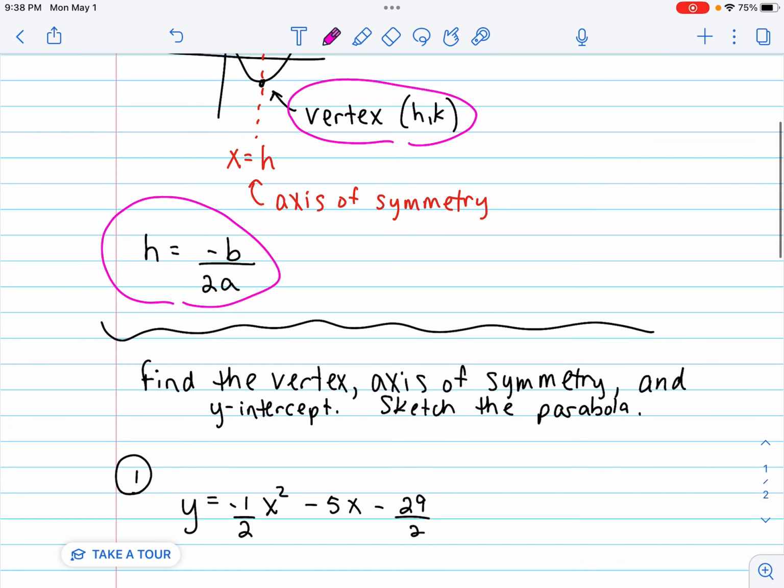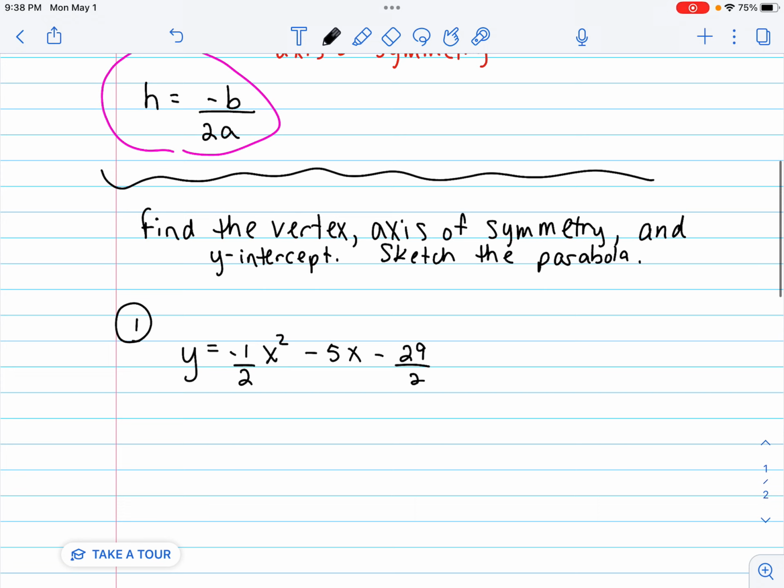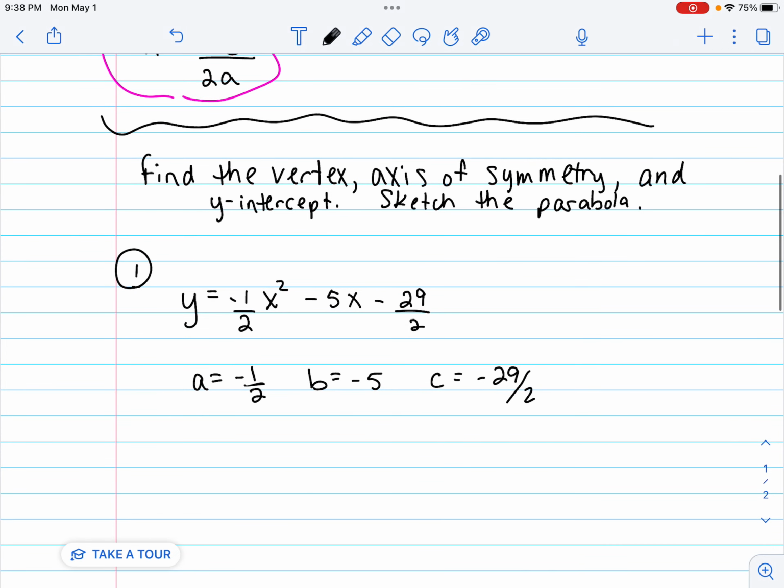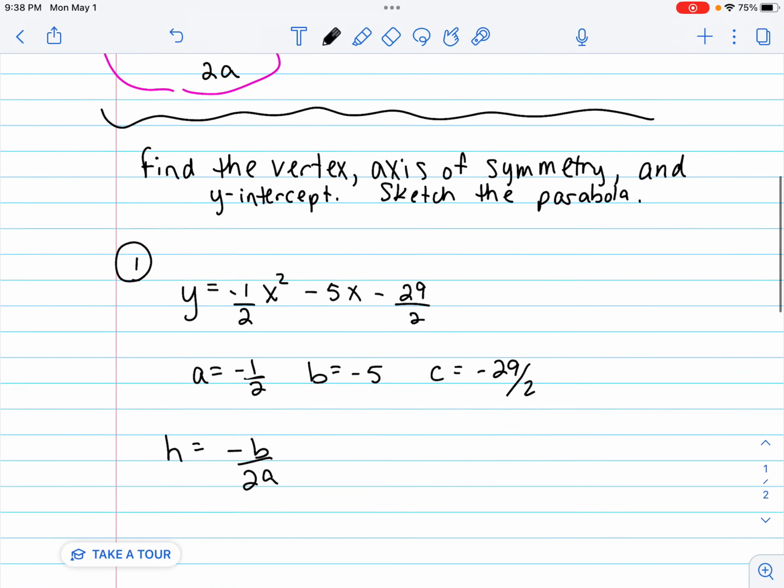Okay, so let's just do the first problem. If y is equal to negative 1/2 x squared minus 5x minus 29 over 2, then a is equal to negative 1/2, b is equal to negative 5, c is negative 29 over 2. Okay, so first thing we're going to do is find our vertex. So h of our vertex is negative b over 2a. That's just the formula that you use.